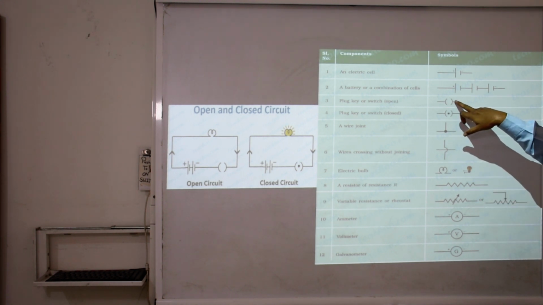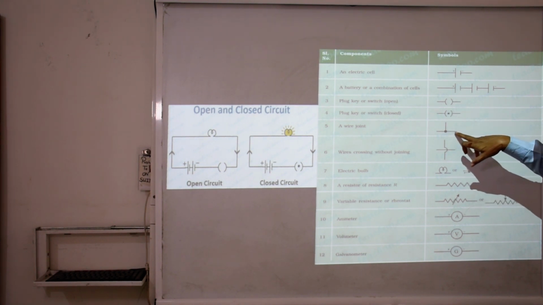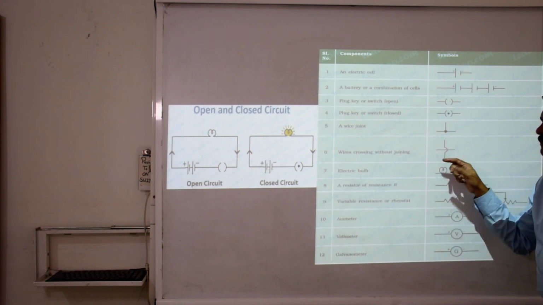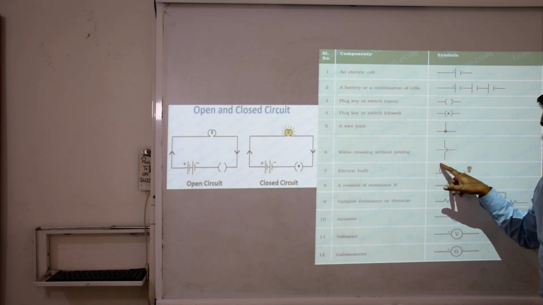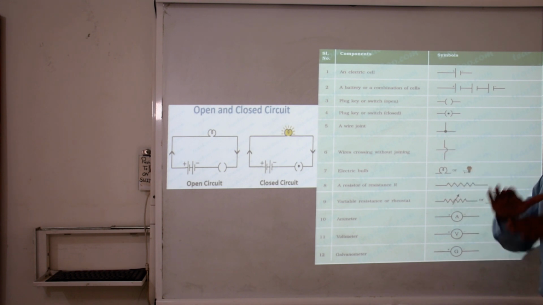This is the plug key, which is open, and this is closed. This one shows the joint of a wire in a circuit. Clear? And here you can see that two wires are crossing each other, but this loop shows that they are not connected, they are just passing above each other.